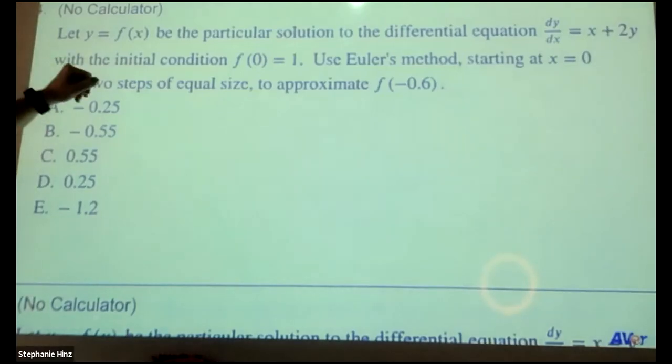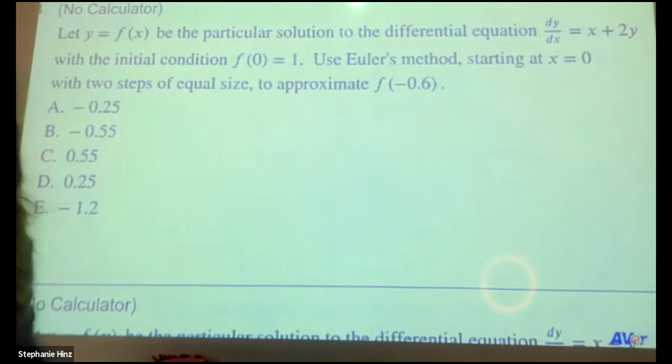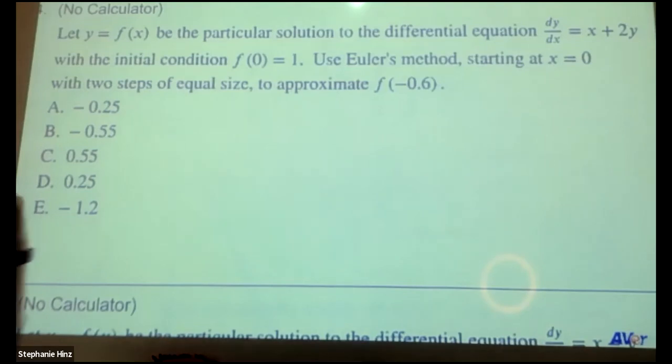It says let f of x be the particular solution to the DE. Notice it didn't say find the particular solution, so my students forget to read the whole question. I know none of you would do that. With the initial condition (0, 1). Use Euler's method starting at 0 with 2 steps of equal size to approximate f of negative 0.6.